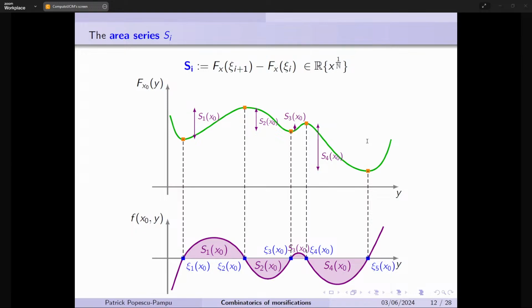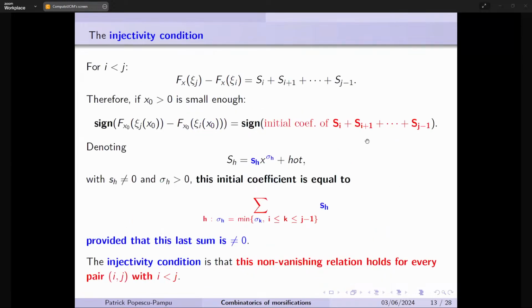So let me write down now. You see, I call this S, which is a surface. We call this the area series because we look at them as Newton-Puiseux series. And now we are interested in successive sums from some value Si to some value Sj minus 1. And this is simply a difference of critical values. Therefore, for x0 sufficiently small, the sign of the difference here is the sign of the initial coefficient of the sum. So the initial coefficient is given by the corresponding exponents sigma h.